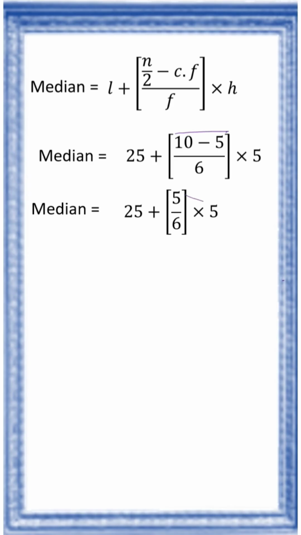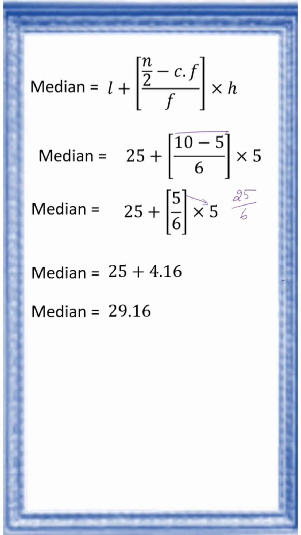Here 5 into 5, 25 by 6. 25 plus 25 by 6, what is it? 4.16. 6 fours are 24, carry 2. 6 ones are 6. Again carry 4. 6 sixes are 36, sorry. 1.46. So median is equal to 25 plus 4.16, that is equal to 29.16.